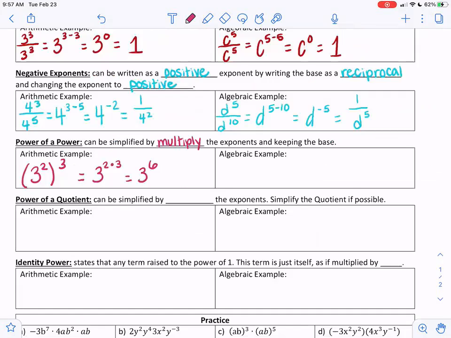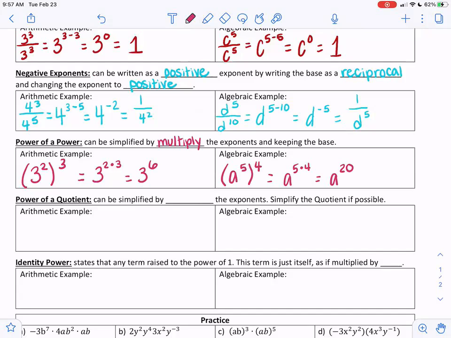Algebraically, we could do a to the 5th raised to the 4th power, which would be a to the 5 times 4, or just a to the 20th. That's like writing out a to the 5th, so a 5 times, and writing that 4 times. That's why we get a to the 20th. We multiply because it's going to get really big really fast.